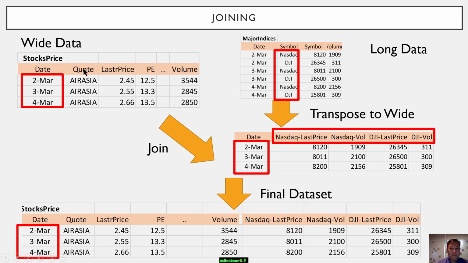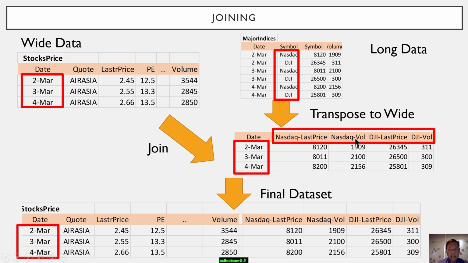Right, for preparing the data, first we have to transpose the long data. If you've seen here, this is NASDAQ and the Dow Jones Index, 2 rows per day. So we're going to transpose it to wide, meaning 1 row per day, with the values spread out throughout the columns. So NASDAQ and Dow Jones are spread out throughout the columns.